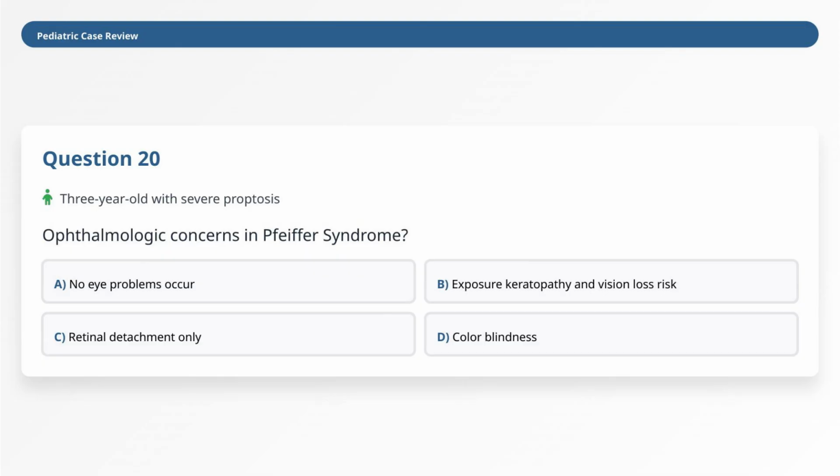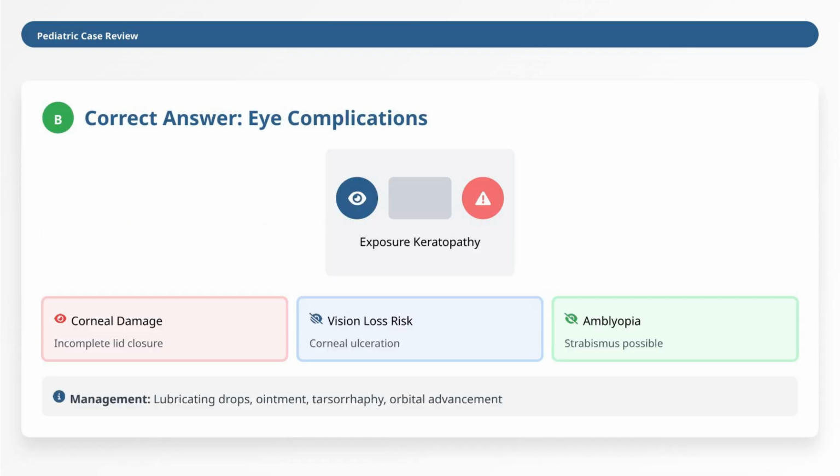Question 20. A 3-year-old child with type 2 Pfeiffer syndrome and severe ocular ptosis undergoes ophthalmologic evaluation. What are the primary ophthalmologic concerns in this condition? Option A, no eye problems occur. Option B, exposure keratopathy and vision loss risk. Option C, retinal detachment only. Option D, color blindness. The correct answer is B.